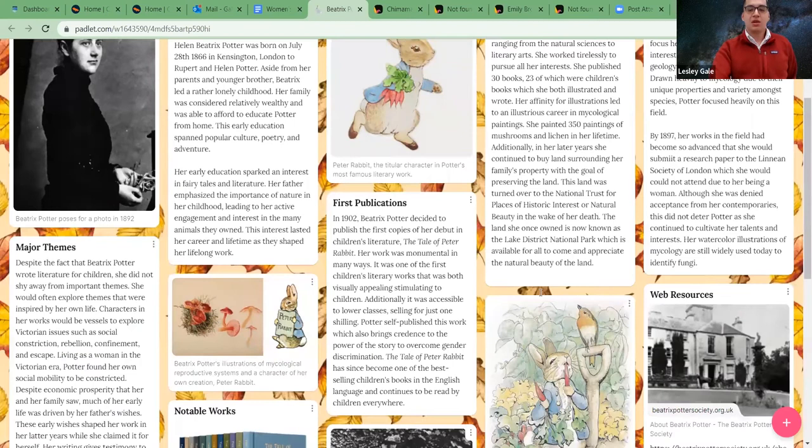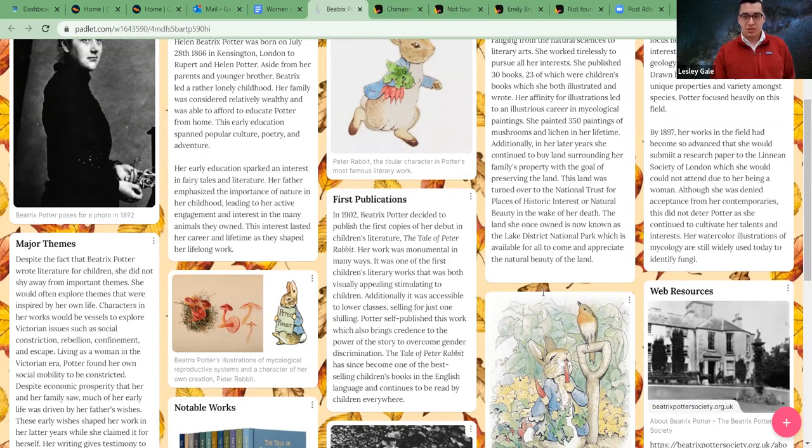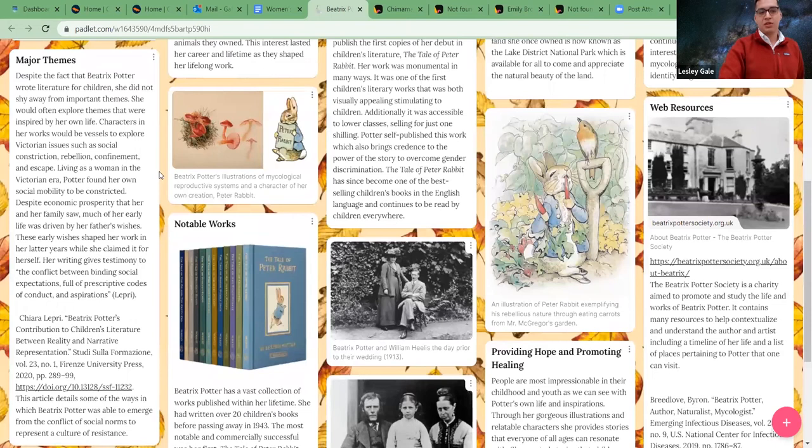And her work was so important that she was submitting a research paper to the Linnaean Society of London, which she was denied to attend because she was a woman at the time and they didn't allow women into the scientific sphere. So she experienced gender discrimination at home, in the business place, all over the place, which helped shape some of the themes in her works.